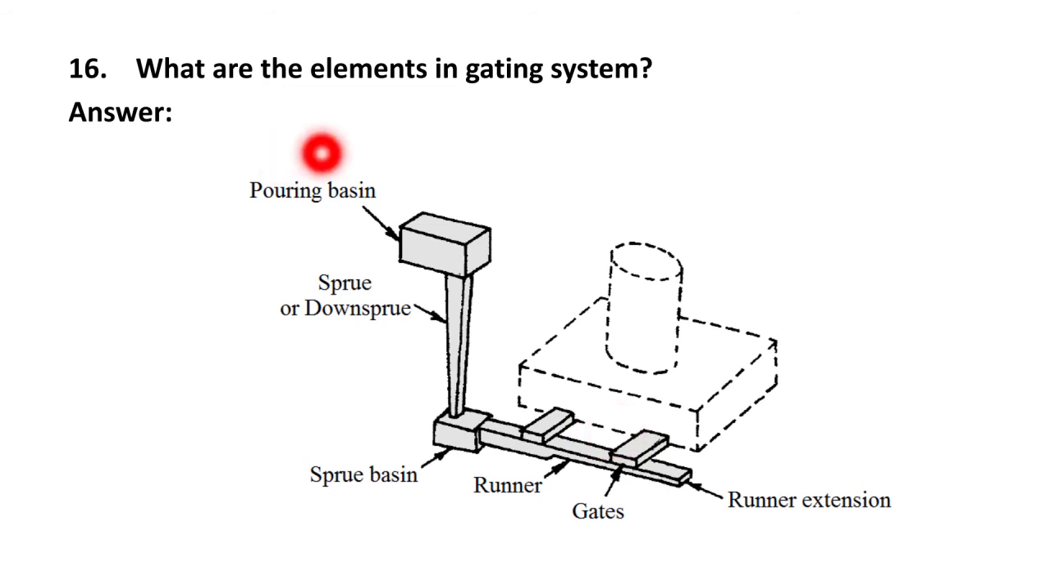So the molten metal is poured inside the pouring basin. Then it enters into the sprue. Then it is collected in a sprue basin and then it is distributed to the runner. After that, through the runner, it will go to the gate, and through the gate it will be delivered to the cavity. And this cavity is produced with the help of the pattern, and finally we will get a casting out of it. Okay, so the various elements are pouring basin, sprue basin, runner and the gates. And this has to be carefully designed to get a good quality of casting.